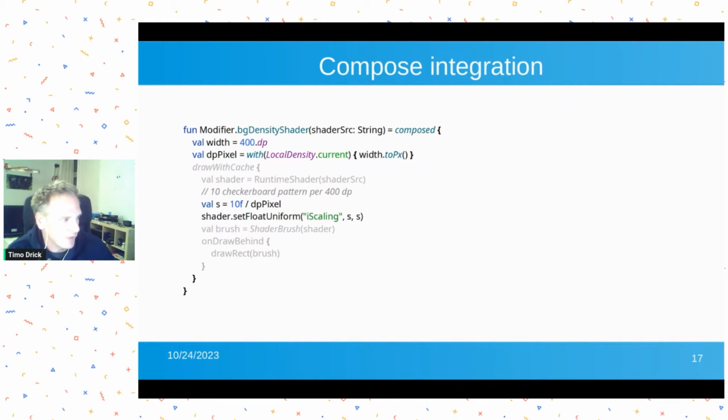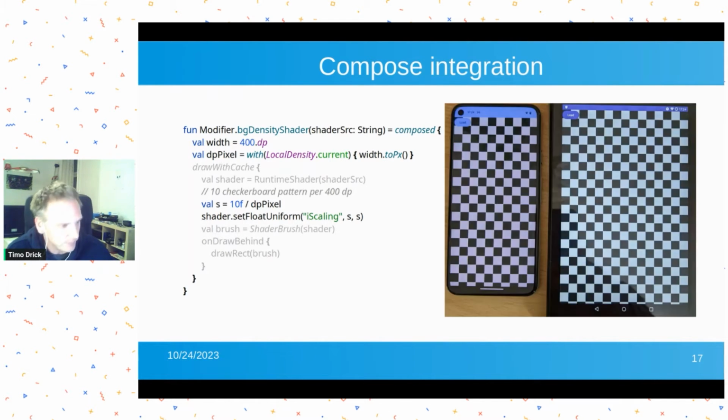Another thing: when I want to have a specific physical size of my checkerboard pattern, I have to convert dp, which is the density independent pixel measurement of Android, into pixels, and then I can use this for scaling. And this then will lead to almost equal physical sizes of the checkerboard pattern, even when you show it on different devices with different pixel densities.